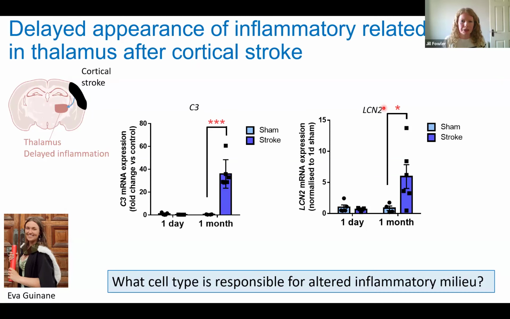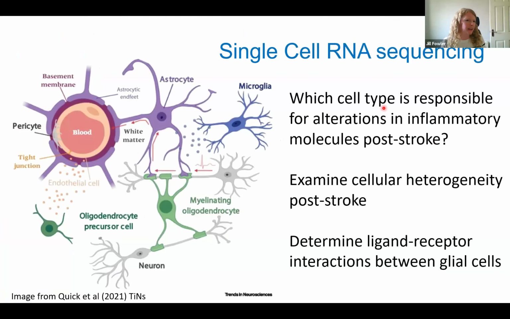So thinking back to the data where I showed that there were elevated inflammatory markers in the thalamus 1 month post-stroke, there is a knowledge gap about the mechanisms that impact the brain chronically. One question that we've addressed is which cell type is responsible for these altered inflammatory molecules in this area. For this, we turned to single cell RNA sequencing. We were interested to understand more about the cell type responsible for these alterations to inflammatory molecules, but also in general about transcriptome alterations in single cell profiles.